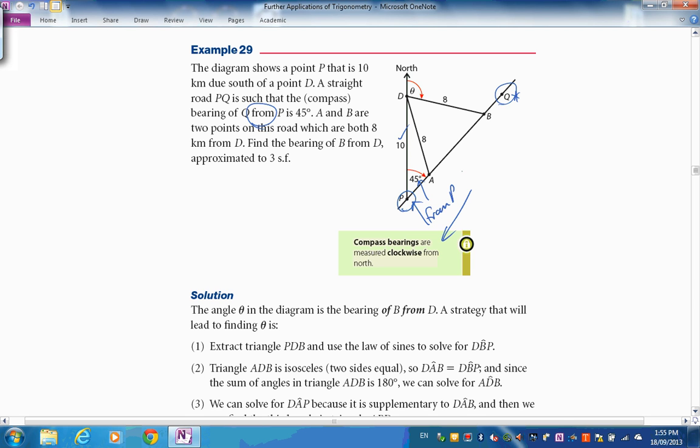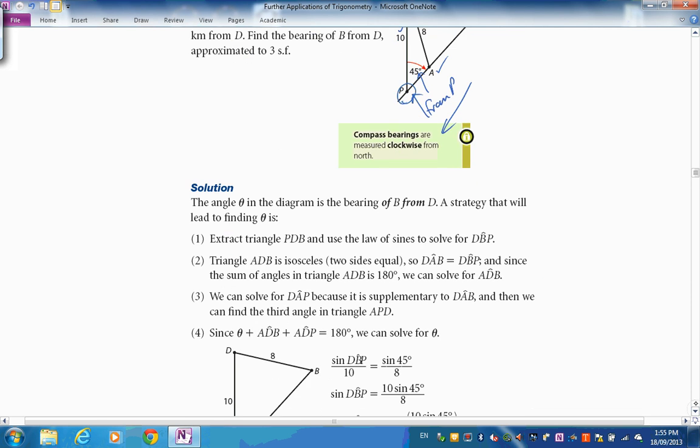A and B are 2 points on this road, so here we've got A and B. Find the bearing of B from D, approximated to 3 significant figures. Of B from D. From means you've got to go there and measure. Theta is the one that you want. Alright, so what do we know?